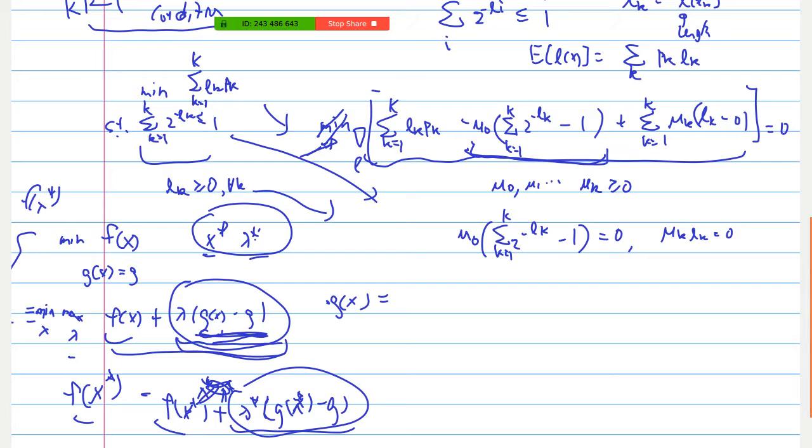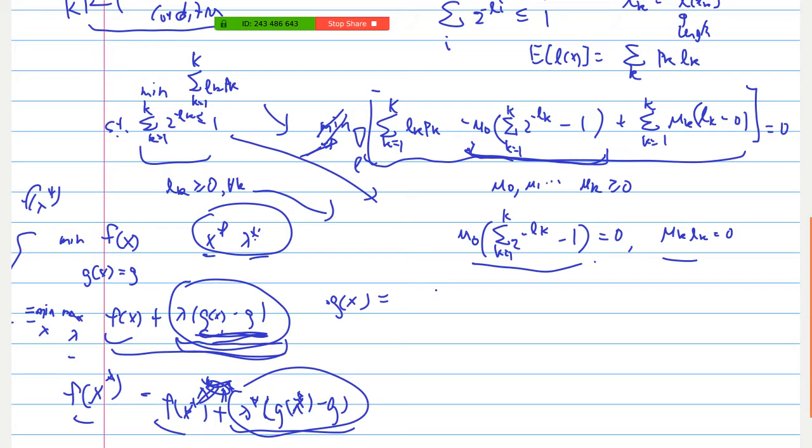So for the optimum, this mu naught star, let me just omit the star. We know that we are talking about the optimum. At the optimum we have this complementary slackness, making every Lagrange multiplier times its constraint equal to zero. So this one is zero, and this one is also zero. Then we have all the conditions here, and we can actually solve it. So let's see how to solve this.